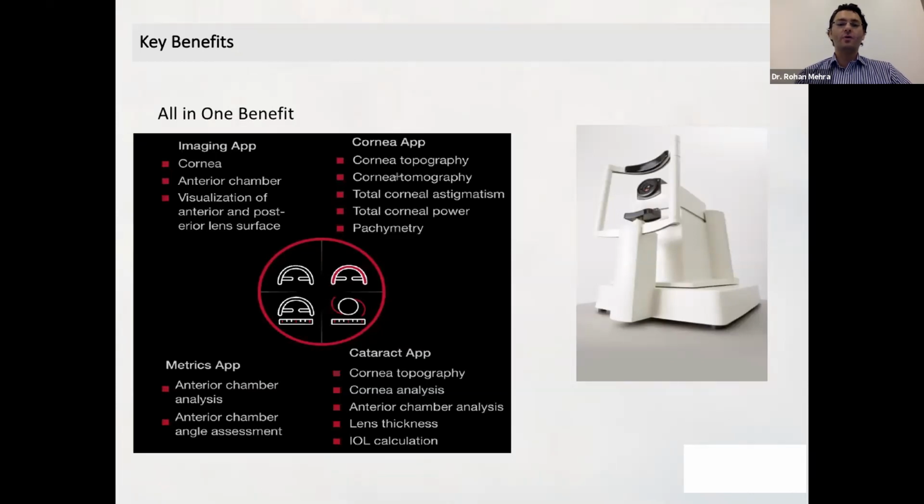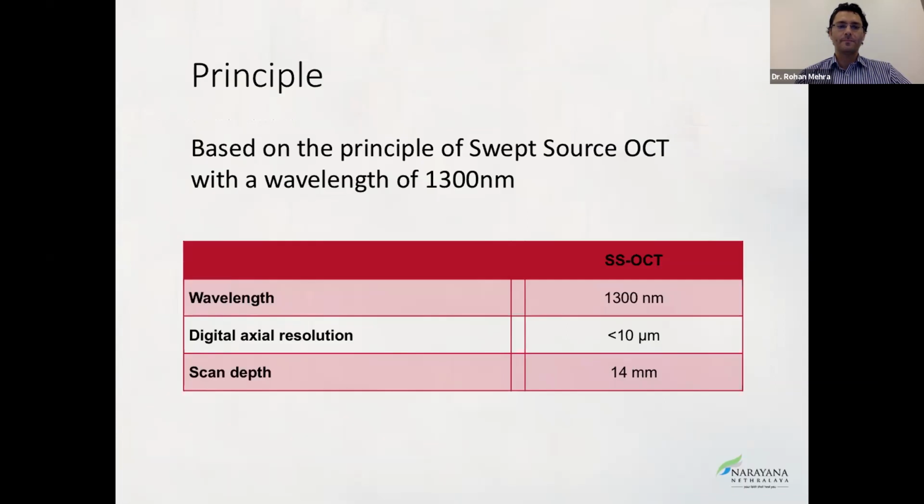The Cornea app covers corneal topography, corneal tomography, total corneal astigmatism, corneal power, and pachymetry. The Metrics app covers anterior chamber analysis and anterior chamber angle assessment, and the Cataract app covers corneal topography, cornea analysis, anterior chamber analysis, and lens thickness, along with the IOL calculation, which is integrated in the system. The principle is swept source OCT with a wavelength of 1300 nanometers. It has a digital axial resolution of less than 10 microns and a scan depth of 14 millimeters.